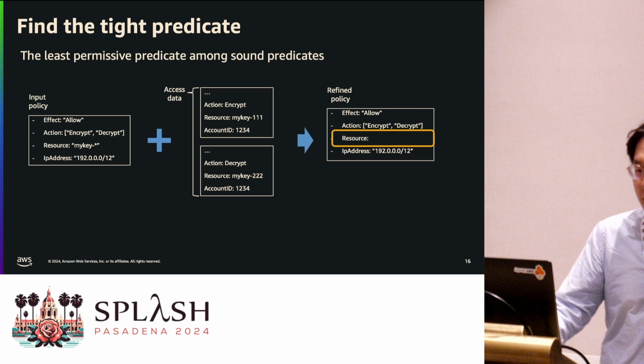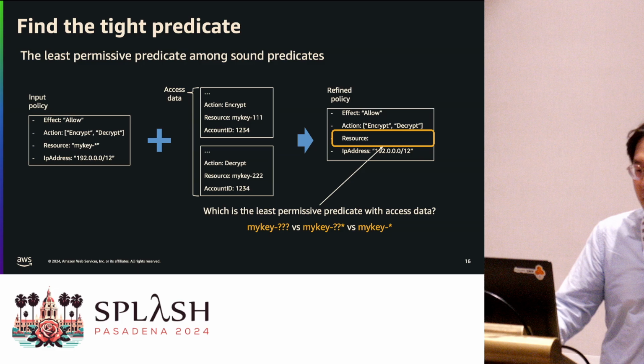From the same example, you can think of many possible predicates for this resource element that are sound. For example, we can choose my-key-dash-question-mark-question-mark-question-mark, and question mark in IAM policy is a wildcard for a single character of any kind. Another candidate can be my-key-dash-question-mark-star. And we can also keep the same predicate from the input policy, which is my-key-dash-star. So what is the least permissive predicate, and how do we find it?